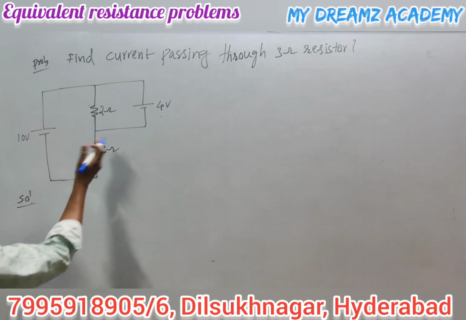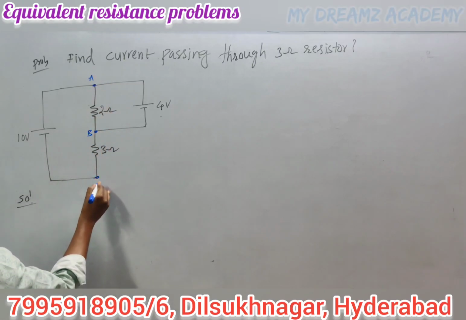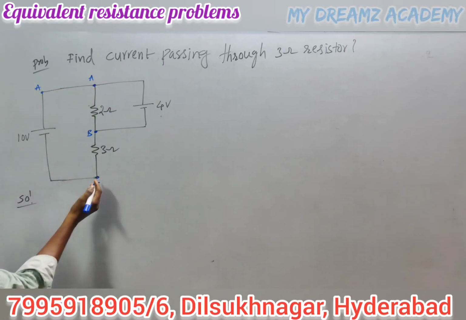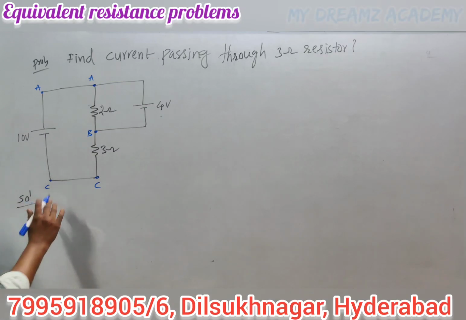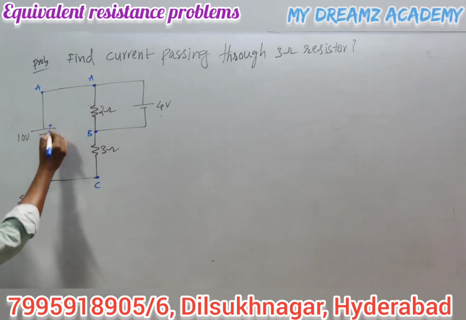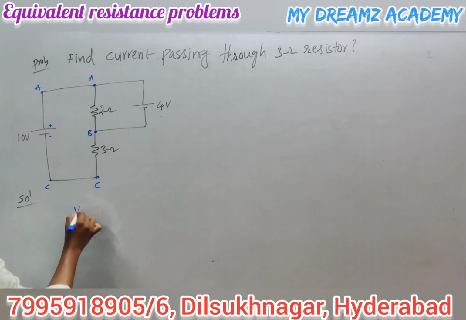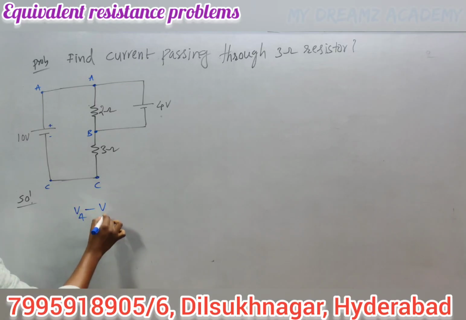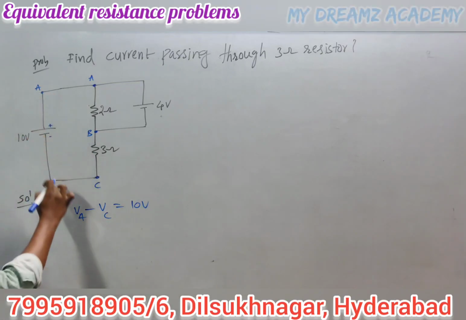To find the current here, consider this as point A, this as point B and this as point C. Where it is A, it is also A, and where it is C, it is also C. Between A and C, a voltage source is there. What is the voltage? 10 volts. A is connected to the positive terminal, C is connected to the negative terminal. The potential difference between A and C is VA minus VC, and its value is 10 volts.